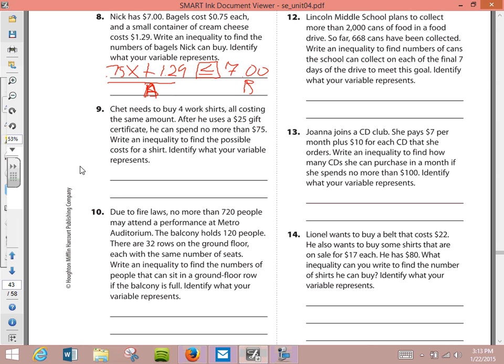This is what the test review is. Cheeto needs to buy 4 work shirts, all costing the same amount. If he uses a $25 gift card, what can he spend? He can spend no more than $75. Write an inequality to find the possible cost for a shirt. So what is y?